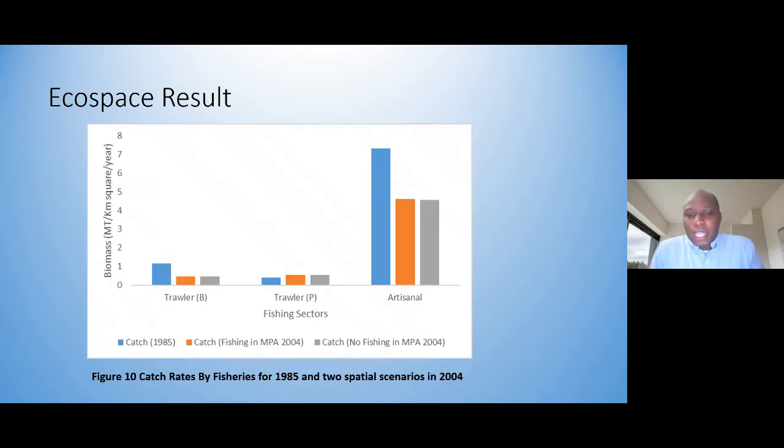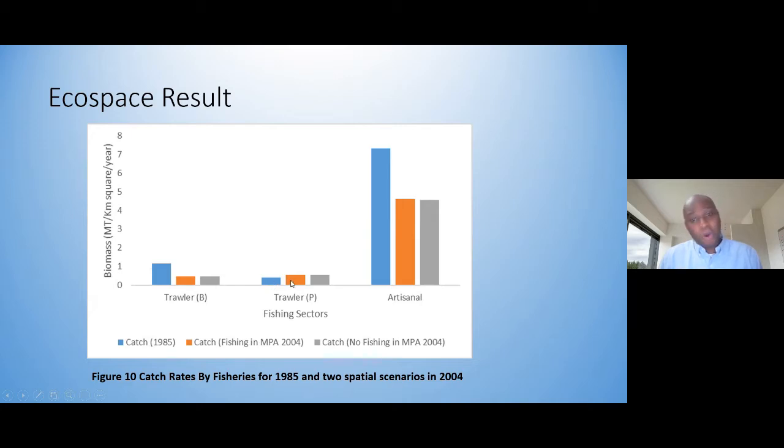For catch rates, one thing I noticed was that fisherfolk were catching more in the trawl fisheries in 1985. For benthic trawlers, they were catching way more in 1985 than they were in 2004, which was the last year of simulation. And regardless of the fishing policy, I didn't really see any big changes in the fish biomass that was caught by fishermen.